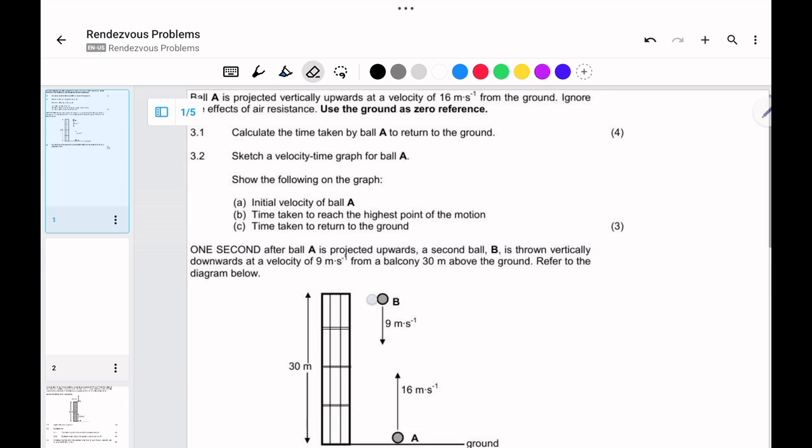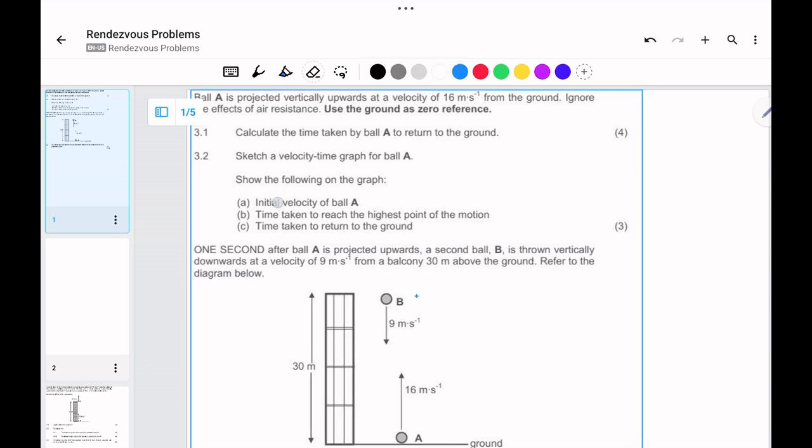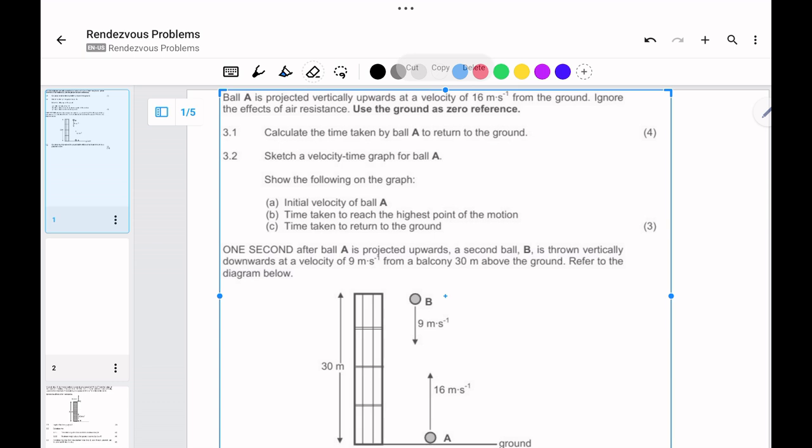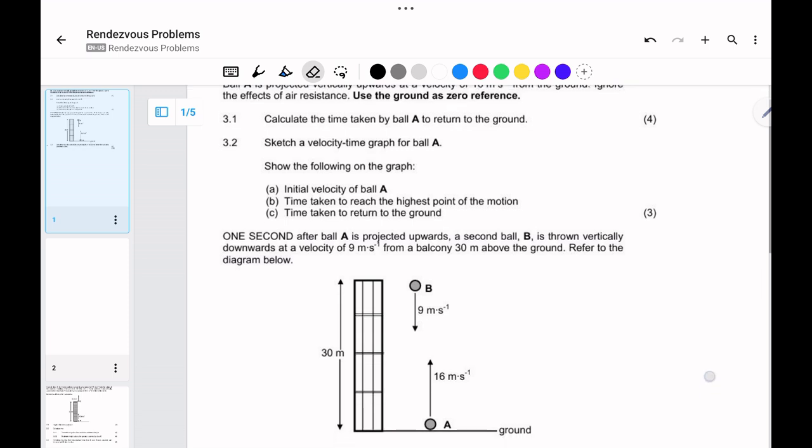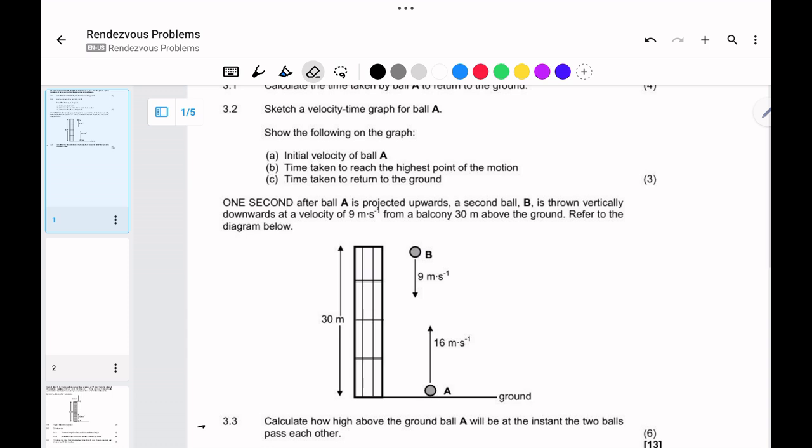So we see that we have a ball A projected vertically upwards at a velocity of 16 meters per second from the ground, and we can ignore the effects of air resistance, and we're going to use the ground as the zero reference. Okay, so ball A starts flying, and they give us the details for that. And then 1 second after ball A is projected upwards, a second ball B is thrown vertically downwards at a velocity of 9 meters per second from a balcony 30 meters above the ground.